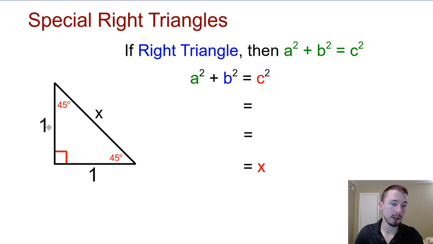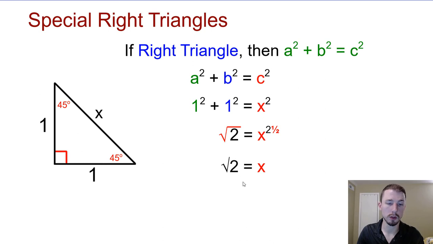When I plug this in, my two small sides are 1 and 1. So 1 squared plus 1 squared is going to be equal to x squared. Well, 1 squared is 1 times 1, which is just 1. So 1 plus 1 is 2. So 2 is equal to x squared. Then I don't want x squared, so I undo a square with the square root. I'm going to take the 1/2 power of both sides, which is the same thing as a square root, and then I get the square root of 2. So x is equal to the square root of 2. So we have 1, 1, and then radical 2.